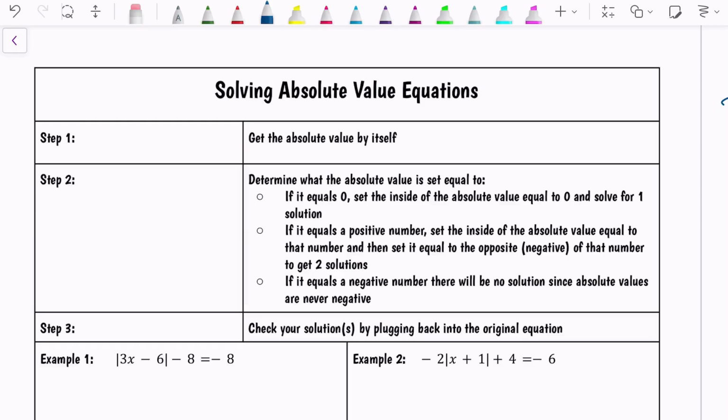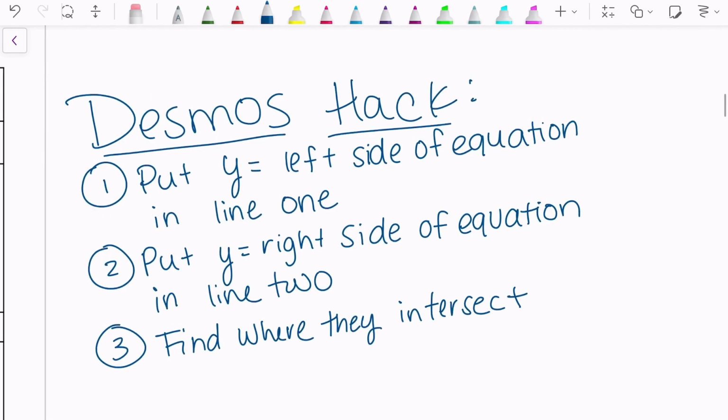This video is to show you how to solve an absolute value equation without knowing anything at all. Okay, that sounds promising, right? We are going to use a tried and true Desmos hack, and to be honest, it works for every equation in existence, basically. So jot these steps down.